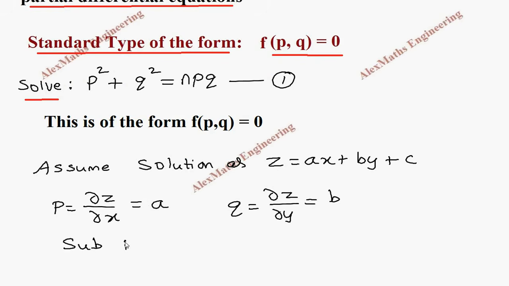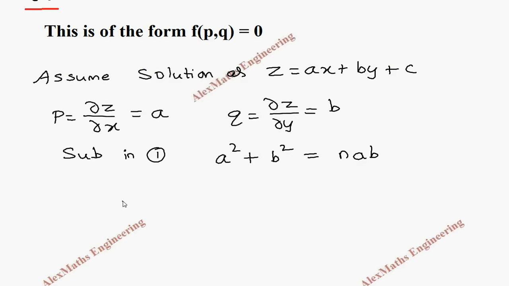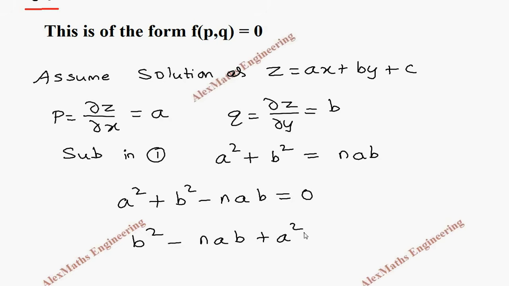So substituting in 1, p square will become a square and q square becomes b square, equal to n a b. And let's rearrange this quadratic expression: a square plus b square minus nab. We need to find the value of b. So let's rearrange the quadratic expression in terms of b: b square minus nab plus a square equal to 0.